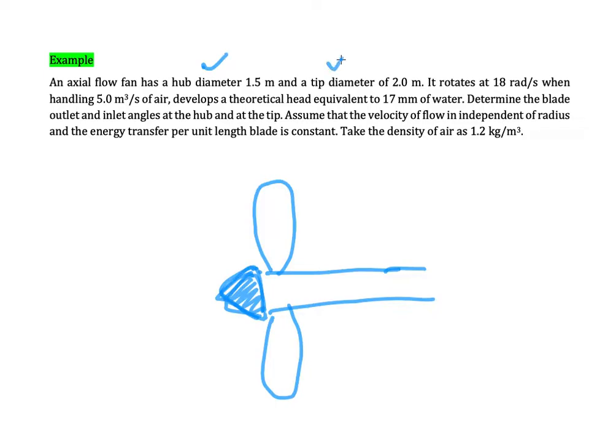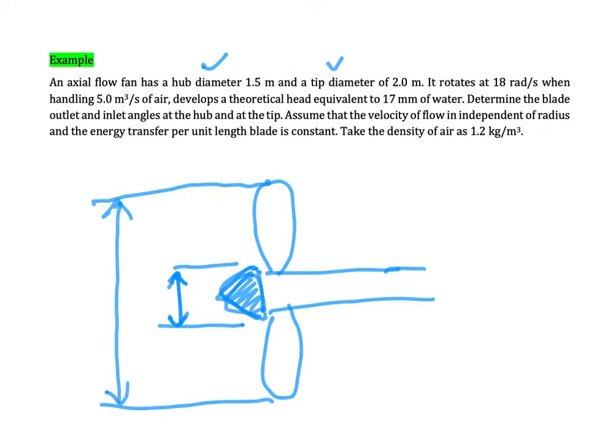So, apa yang dimaksudkan dengan hub diameter dan tip diameter ialah, hub diameter adalah diameter for this area, untuk area di sini. Tetapi for tip diameter means the diameter from this point to this point.